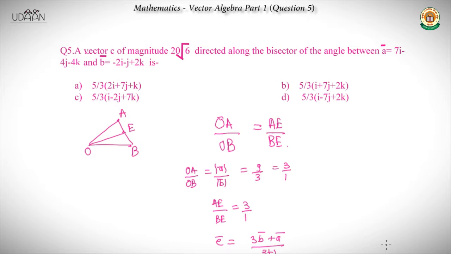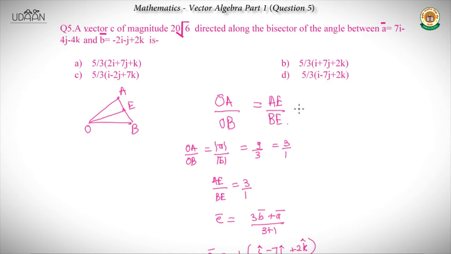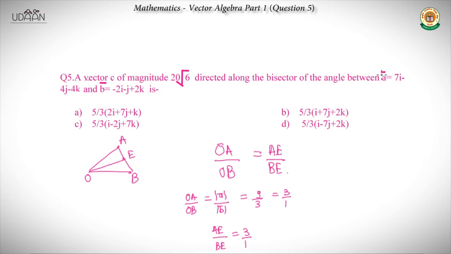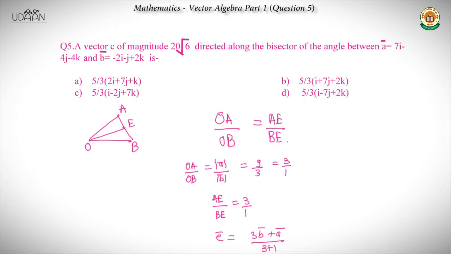And fairly simple problem again. When we are given that C lies along the angle bisector of these two vectors, we use the simple geometrical property of a triangle and we obtain a relation between the magnitudes, and then we find the unit vector and multiply it with whatever magnitude we need it to be. So that was problem 5. We'll move on to problem 6 now.